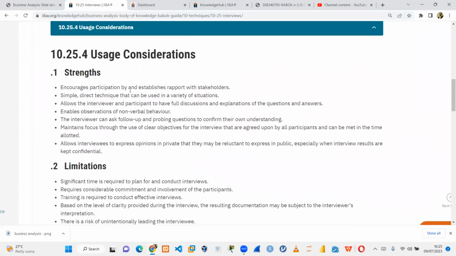The strength is that it encourages participants to establish rapport with stakeholders. It enables observation of non-verbal behaviors, of course, if it's not something that is written. Limitations: a lot of time is involved. It requires a lot of planning. Training is required to conduct effective interviews. If you're not experienced in conducting interviews, it might be difficult for you to even get the right questions out of the interviewees.